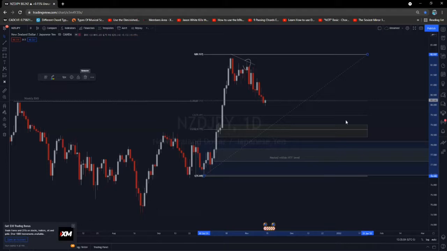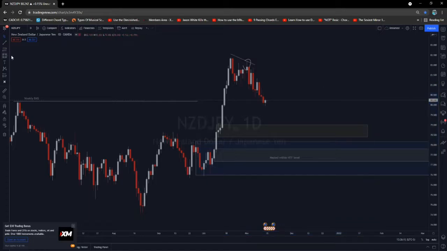So we should always use proper risk management. I'm honestly going to place a buy limit here, right? And also another buy limit here. And with this buy limit, I'm going to make sure that my risk to reward is favorable. But yeah, this is the idea behind NZDJPY. Let's move on to another pair.